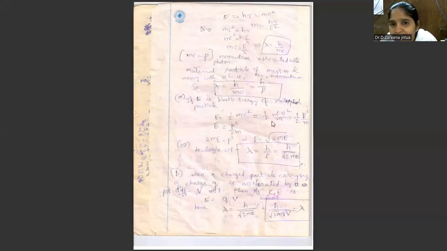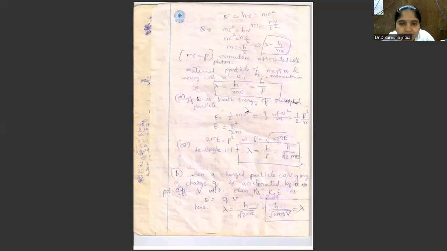If E is the kinetic energy of the material particle, then E is equal to half mv square. The kinetic energy equation is half mv square, which is equal to half into m square v square by m. Since mv is p, that is half p square by m. Then E is equal to p square by 2m, so 2mE is equal to p square. Then p is equal to root 2mE. So the de Broglie wavelength lambda is equal to h by p, which is h by square root of 2mE.